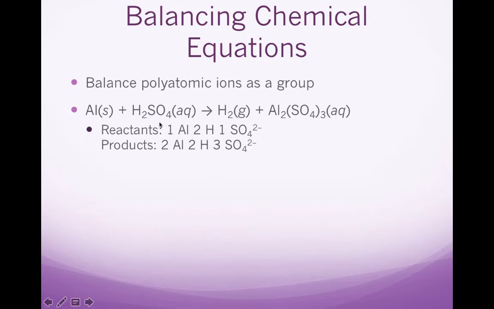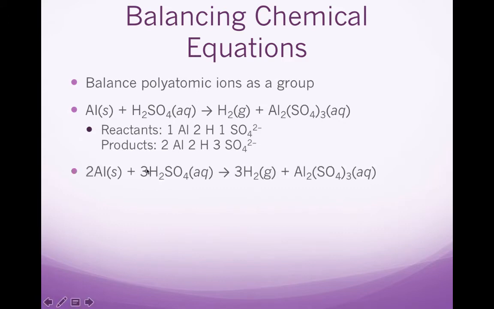So if I'm doing my initial accounting, I have 1 aluminum in my reactants, 2 in my products. I have 2 hydrogens in my reactants, 2 in my products. I have 1 sulfate ion in my reactants, but I have 3 in my products. So the first thing I want to do is balance my sulfate ions. So I need to put a 3 in front of my sulfuric acid. Now I have 3 sulfate ions here and 3 here.